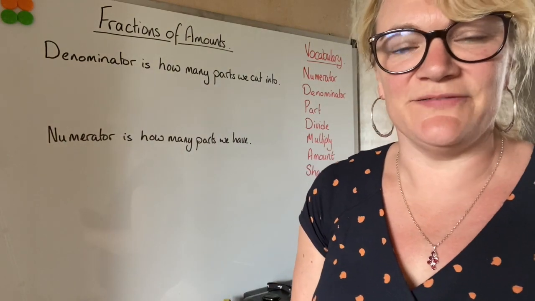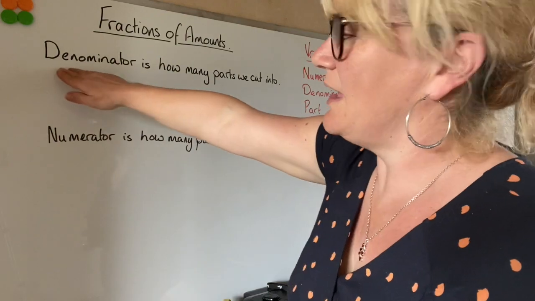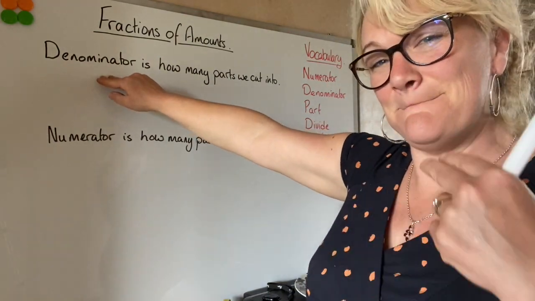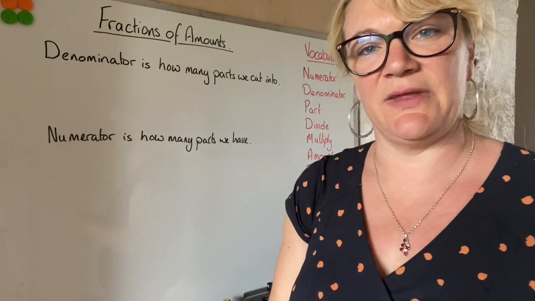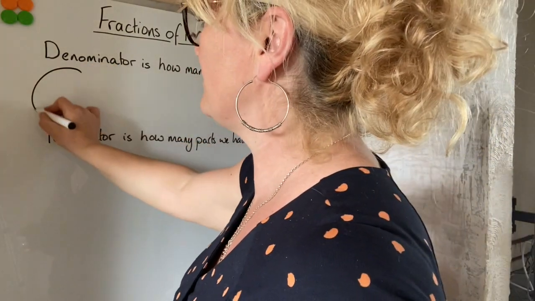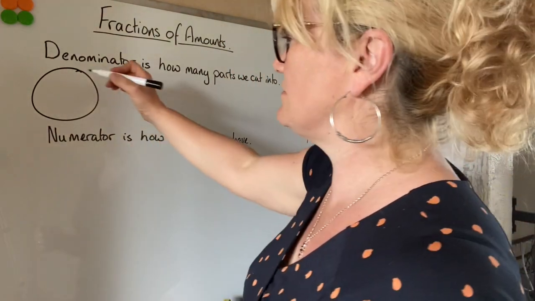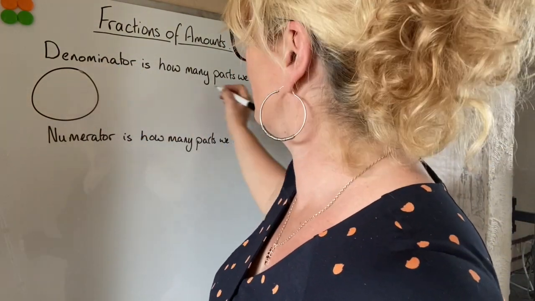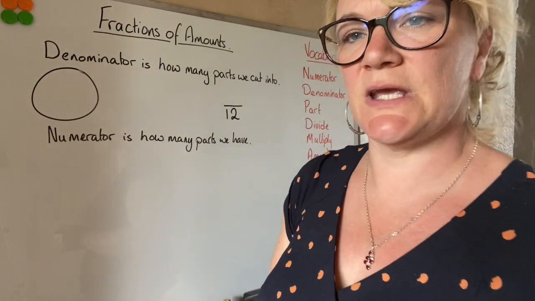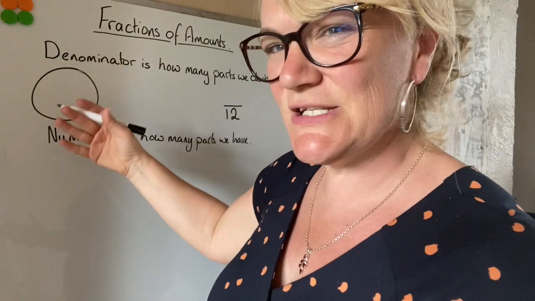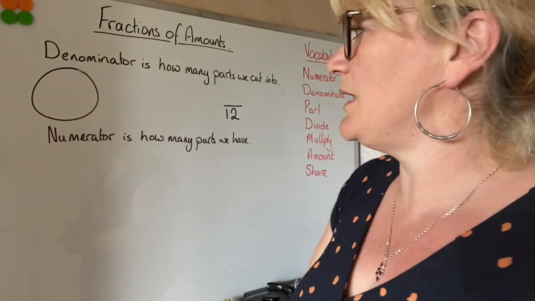Fractions are all about division, and division can be written as fractions. So our denominator, that's the bottom number in a fraction, is how many parts we cut something into. So if I had my cake and I wanted to cut it into 12 pieces, my denominator would be 12. My bottom number is going to be 12. And to cut it into 12 pieces, I'd have to think about how many slices I would need to make.